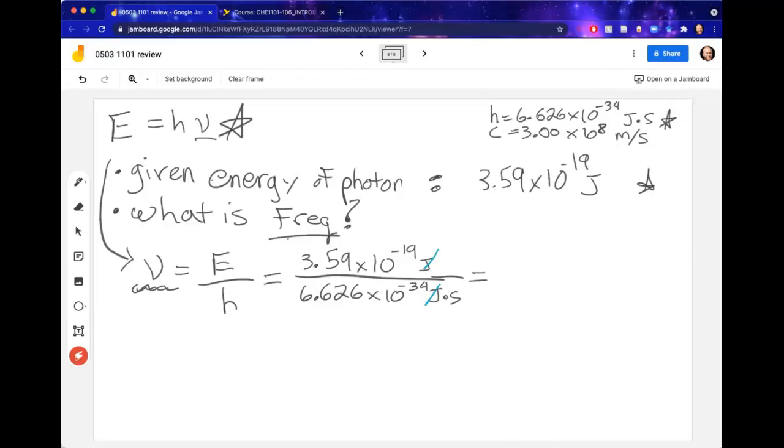Should get a large number. Throw it in the chat. It's big. I've seen bigger numbers. A mole is bigger. But in this case, we're going to get a number 5 and a little more times 10 to the something. So what are y'all getting? Throw it in the chat for me.